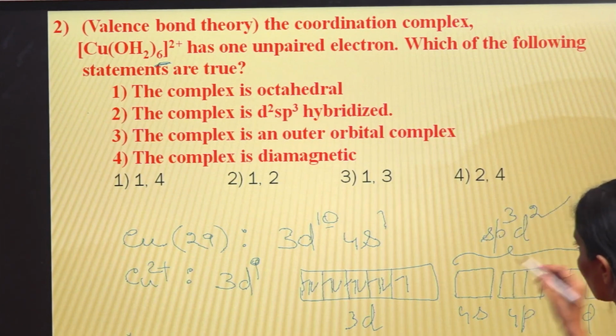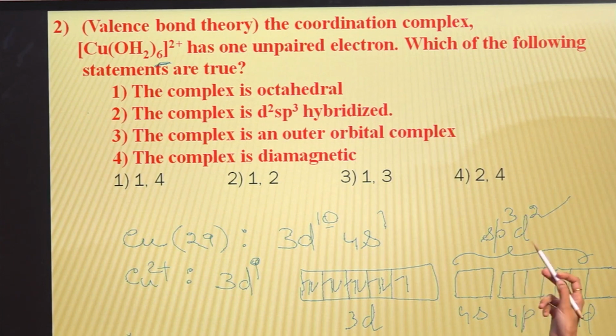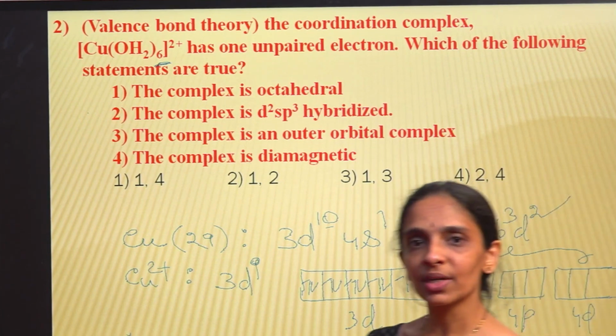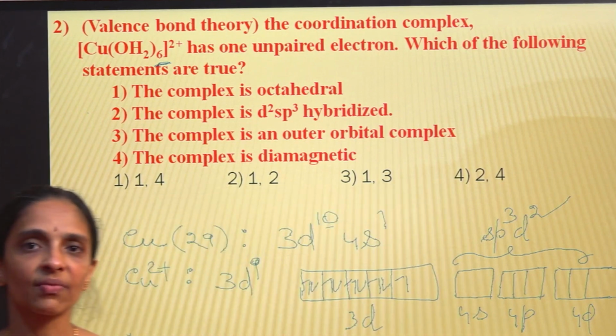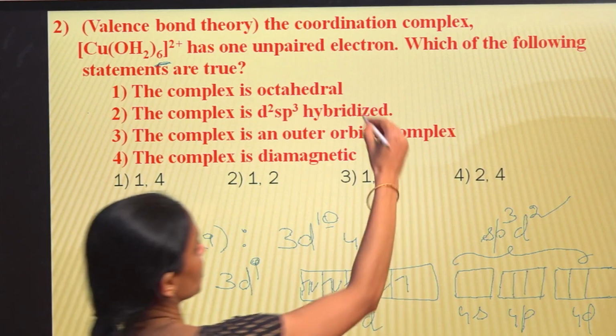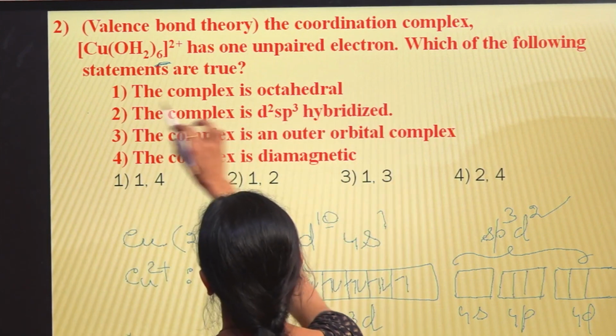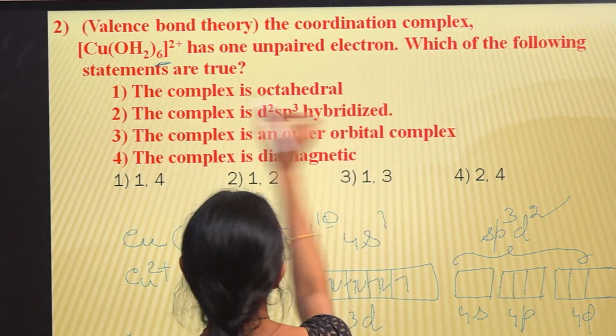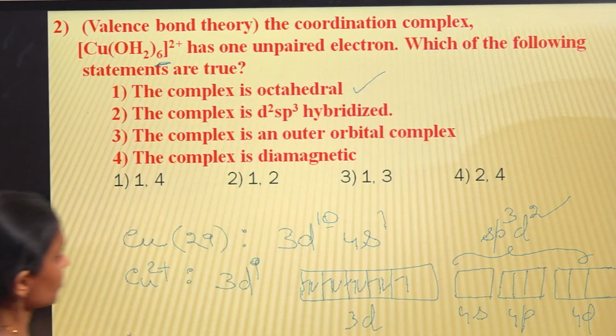sp3d2 hybridization, is it not? So if this is the hybridization, then you know very well the shape of the complex will be octahedral. So the first option, statement number 1, is correct.